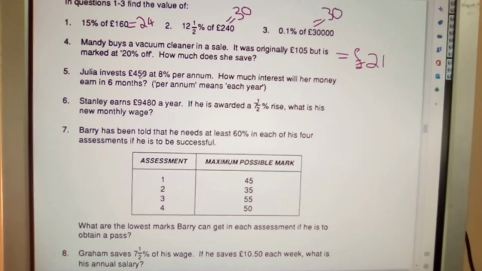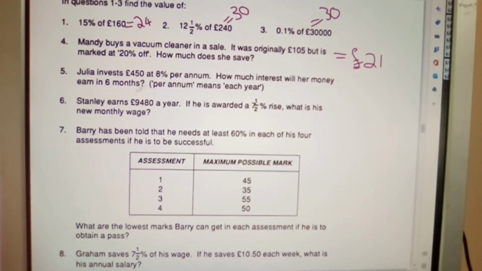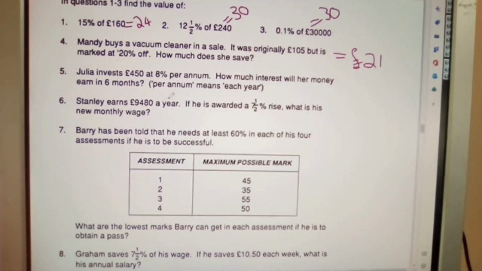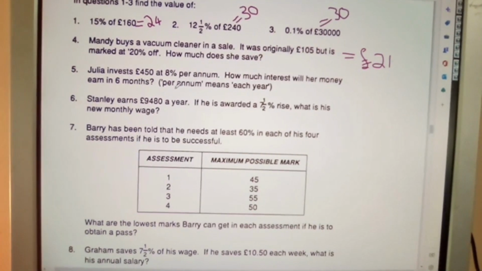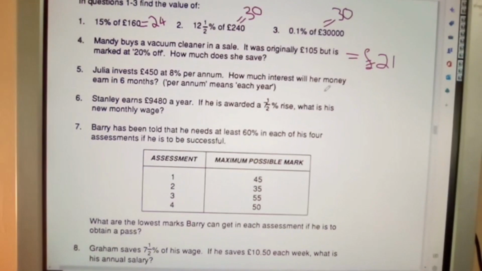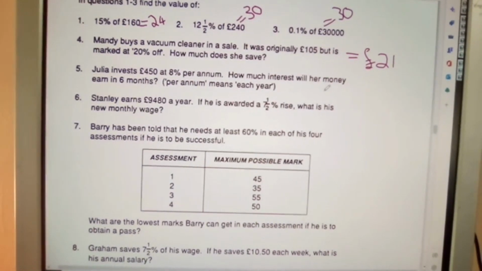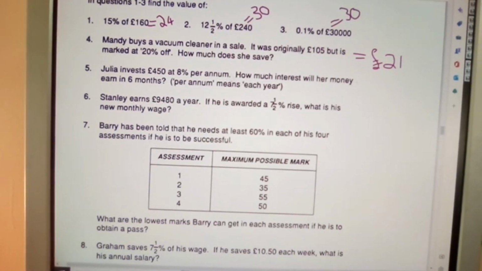Julie invests £450 at 8% per annum. How much interest will her money earn in 6 months? Annum means each year. Well, if Julie invests £450 at 8% per annum, in 6 months she would have earned half that interest, at 4%. So in 6 months she's only going to earn 4% on 450. So what is 4% of 450?